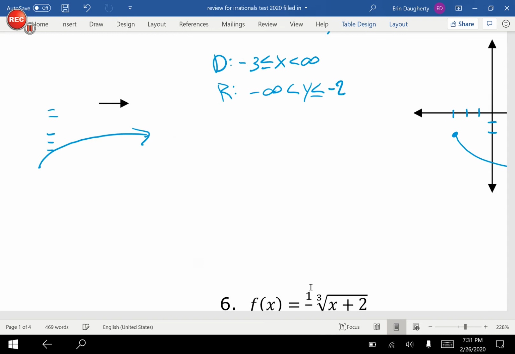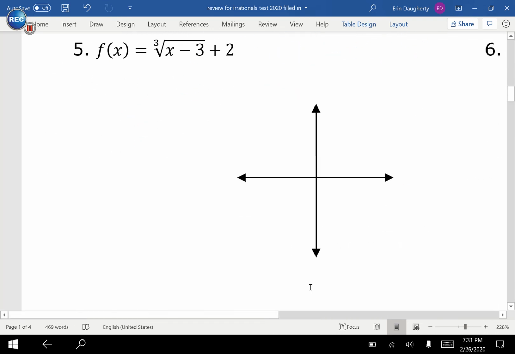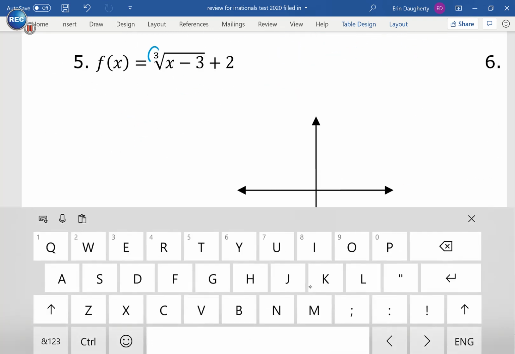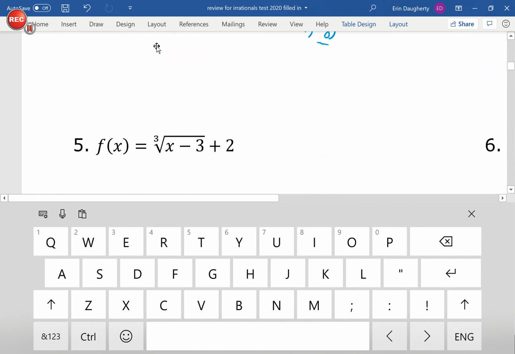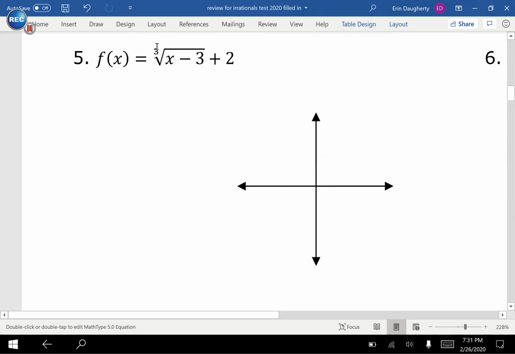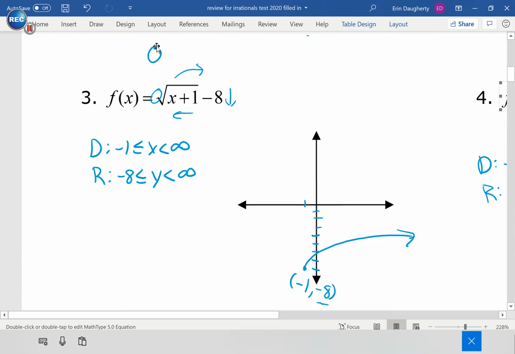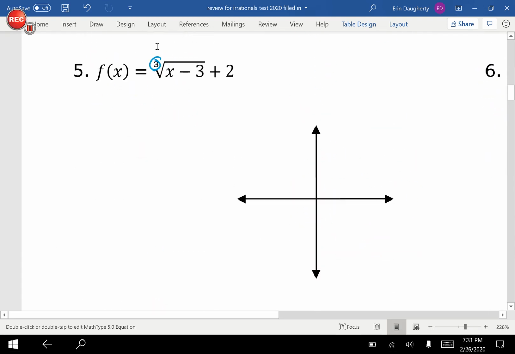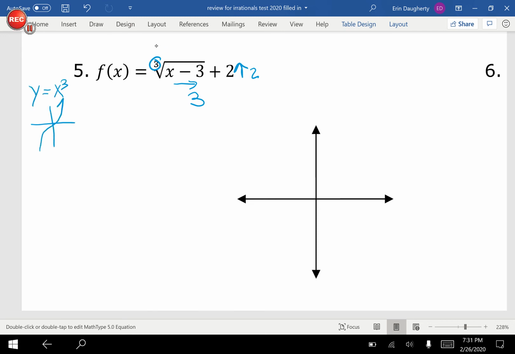All right. Let's go ahead and take a look at number 5. Number 5, I notice right off the bat, has a cubic function. It does tell us that the entire graph is going to shift up 2, and it's going to shift right 3. Now remember, if it's a cubed function, that's something like this. But since this is the cube root, then we're going to end up having the inverse of that.